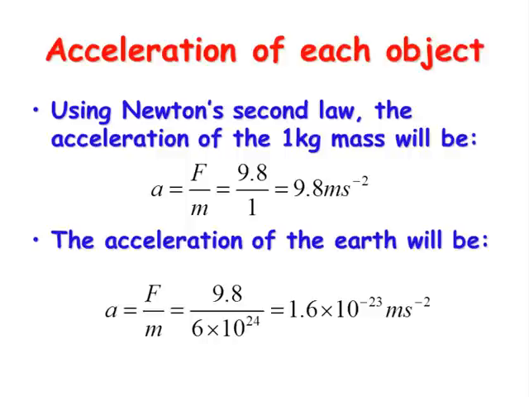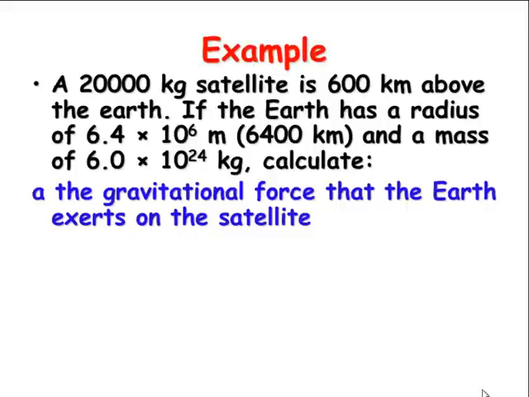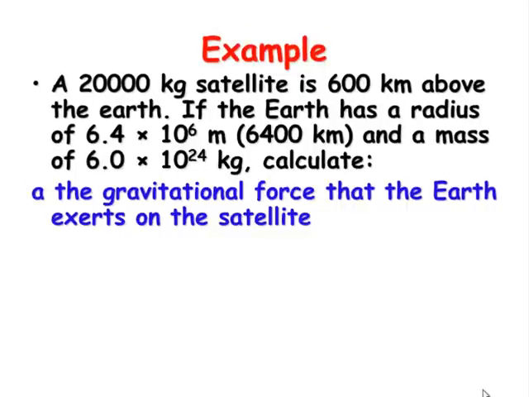So let's have a look at a couple of examples. In this example we've got a 20,000 kilogram satellite at 600 kilometers above the Earth. We've got the radius of the Earth and we've got the mass of the Earth. So we've got two masses, we've got the radius, and we know G because it's constant. So we're able to substitute in the equation. What we need to be cautious of here is we've got 600 kilometers and we've got this in meters. So when we add these together we've got 7,000 kilometers, but we need it in meters when we substitute.